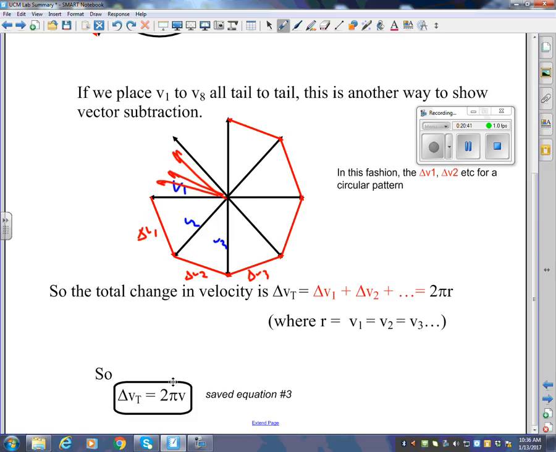Okay, now I've got 3 saved equations, right? Now comes the algebra part.